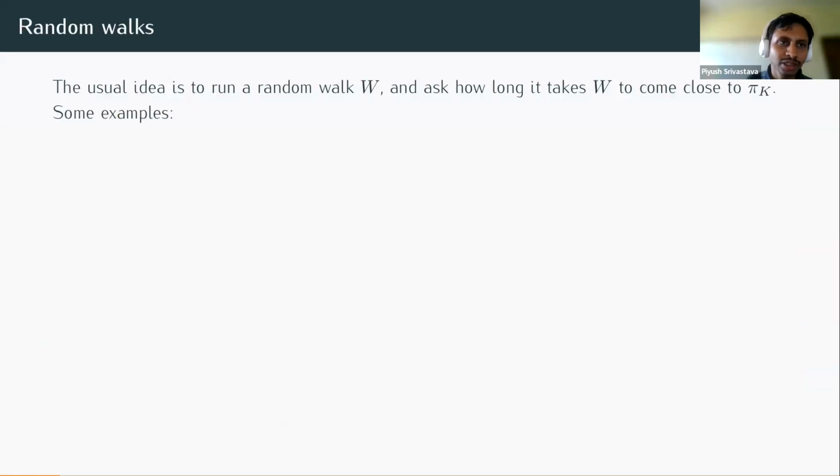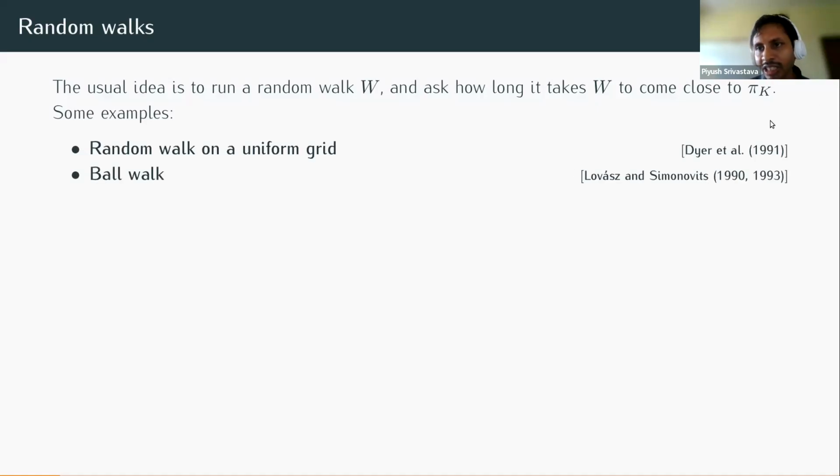Okay. So there are many reasonable attempts. There's rejection sampling, for example, but it's easy to see that in high dimensions it will not be good. So the usual way is to actually do random walks. You start at some point in the body and do a random walk inside it, and then you ask how long that random walk takes to come close to the stationary distribution. Many such random walks have been studied. In fact, the first algorithm for which polynomial mixing was proven was by Dyer, Frieze, and Kannan in 1991, and it was based on doing a random walk on a uniform grid and then doing some post processing on top of that.